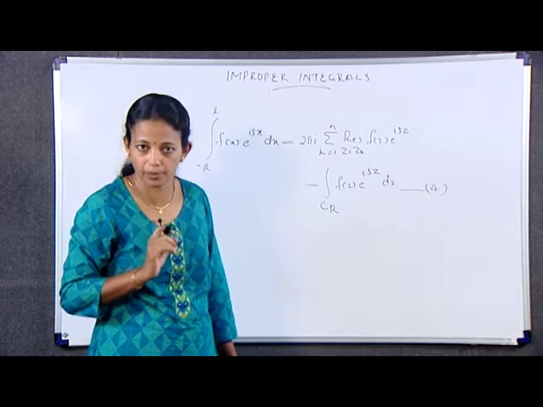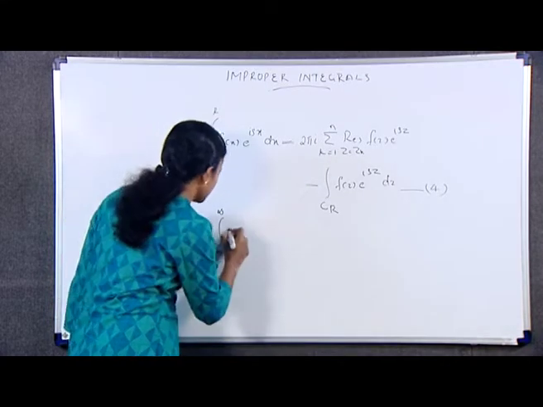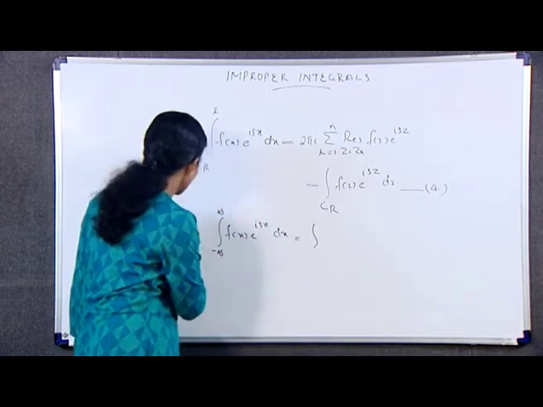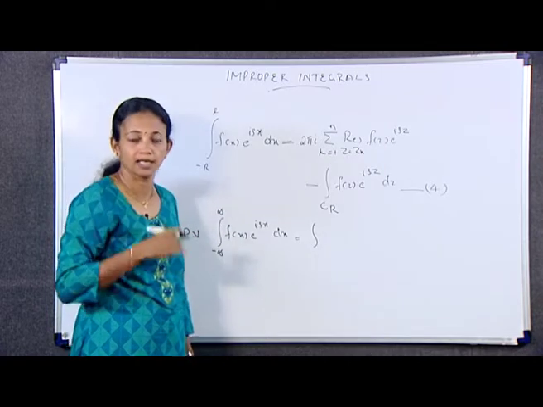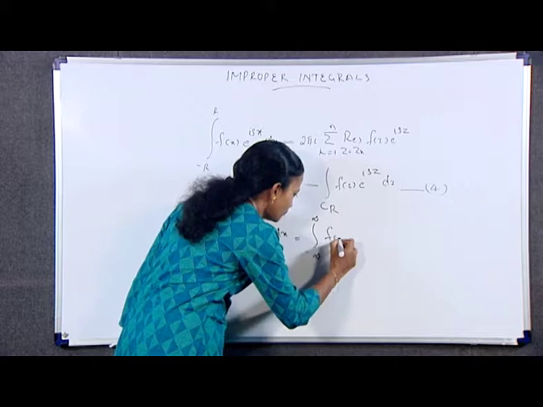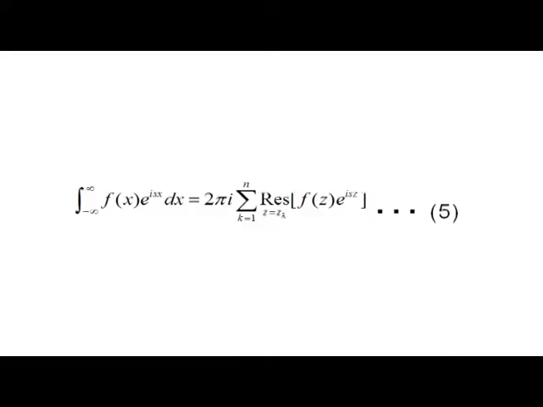If, as R tends to infinity, the integral over C_R of f(z) e raised to i s z dz is equal to 0, and if the Cauchy principal value, which we have discussed in the previous sessions, of the integral from minus infinity to infinity of f(x) e raised to i s x dx equals the integral itself, we obtain the integral from minus infinity to infinity of f(x) e raised to i s x dx equal to 2 pi i times the sum, k from 1 to n, of the residue at z equals zk of f(z) e raised to i s z. Equation number 5.